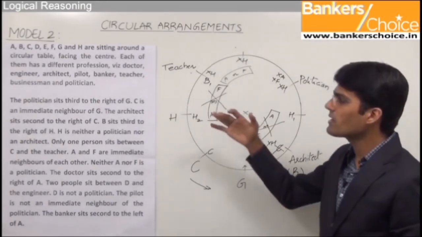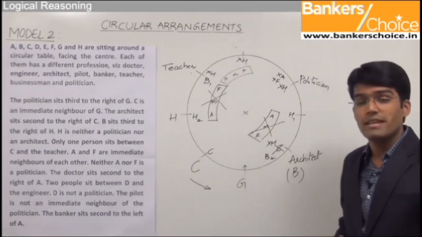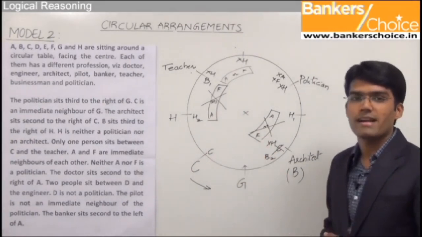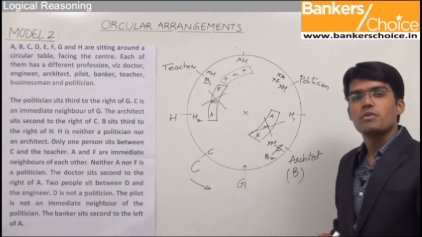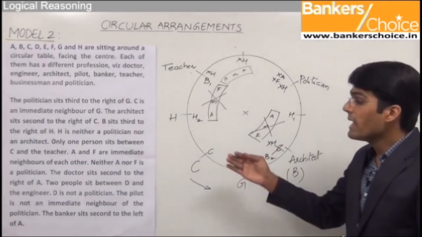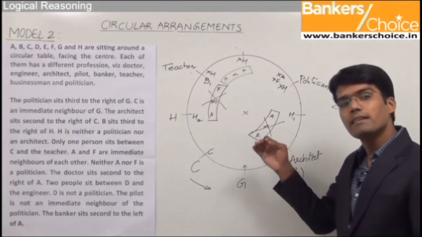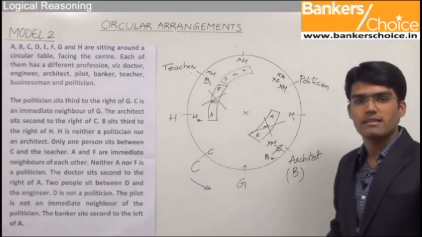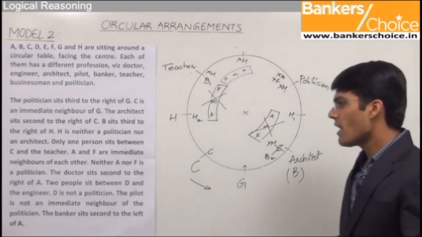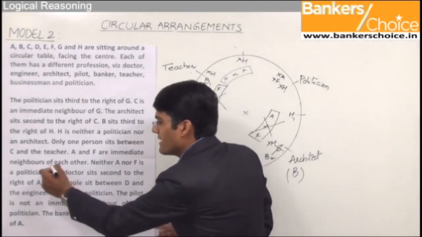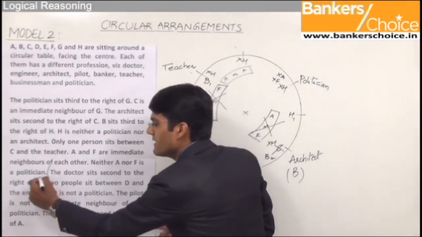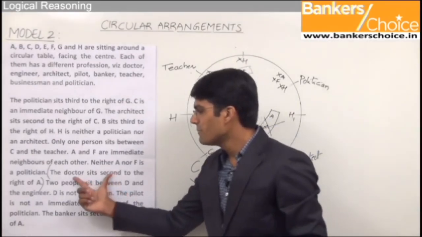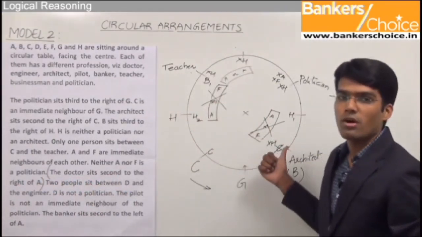Remember friends, whenever we are solving complex circular arrangements, there may be a possibility that from the given statement we are not able to extract the required information. So we should simply leave that statement and move on to the next one. And definitely in one of the next statements we will find a link which can help us to extract the complete information. So as of now we can say that the statement, that is the doctor sits second to the right of A, is still pending. That means the information available here has not been used on the circular table.